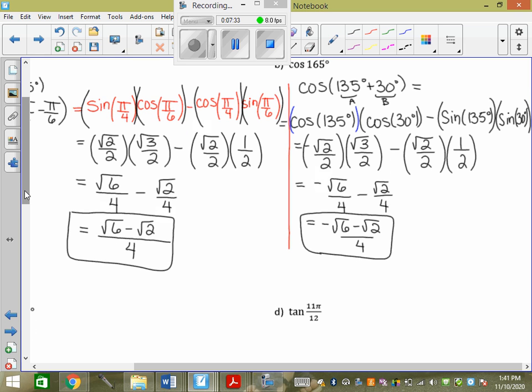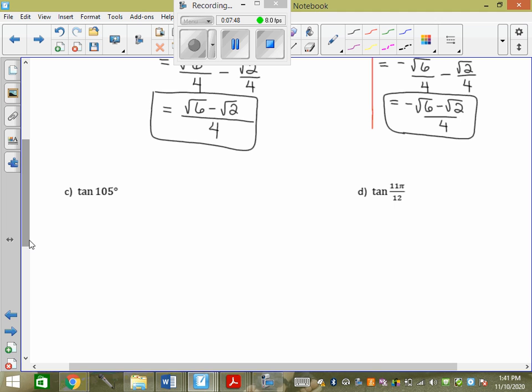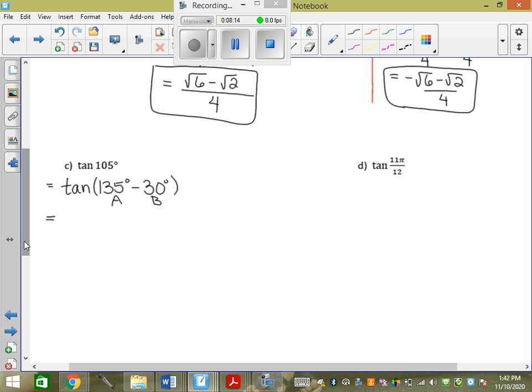And if you haven't noticed, tan is the ugliest formula on there. I don't have it memorized because I choose not to. So tan of 105. What are the things that I could put together that would get me tan 105? Can I add things or subtract things? Yeah. So I could go tan 135 degrees minus tan of 30. Now this would be A and this would be B.